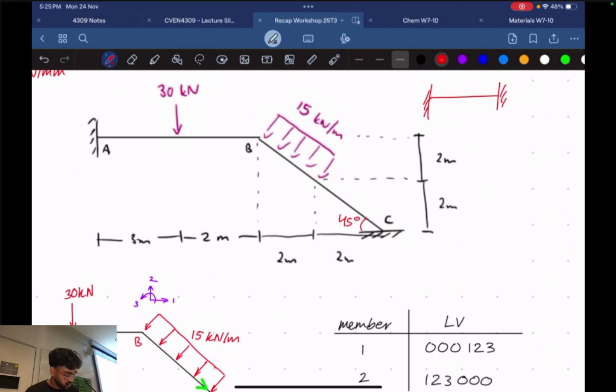Okay? So the local stiffness matrix takes a bit of practice, but you guys can practice yourselves. Compare it with my answer. If you guys find out that I make a mistake, just let me know whenever.